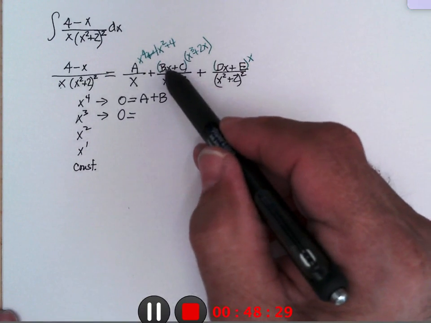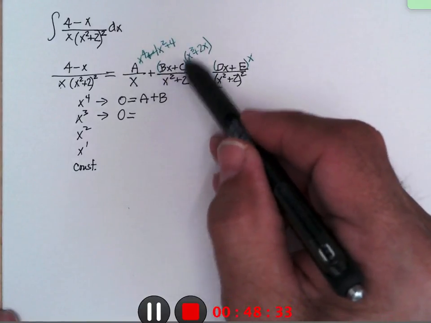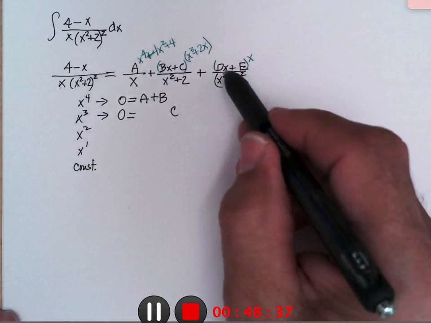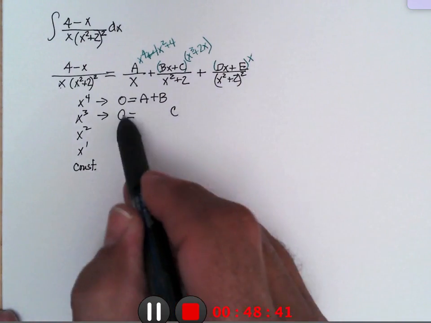Bx times 2x is x squared, but c times x to the 3rd, so c x cubed, and out of here, there's no x cubed. So it says here, c has to be 0. So that's nice.